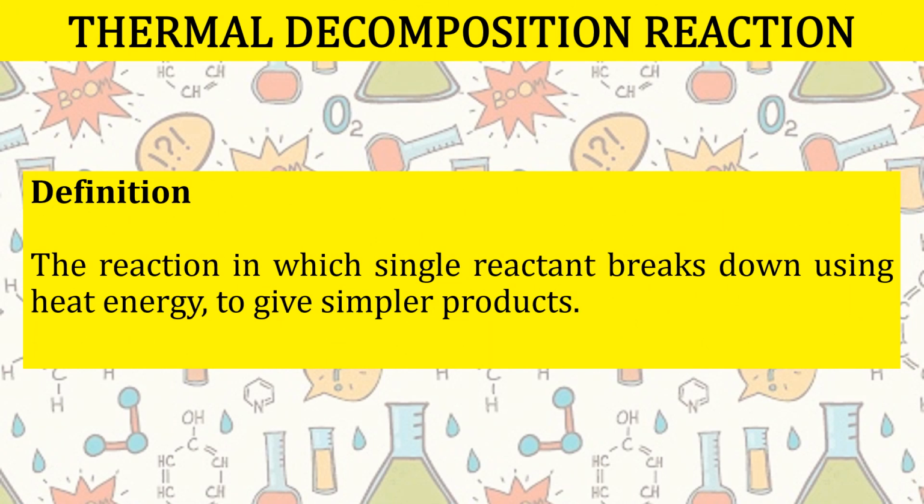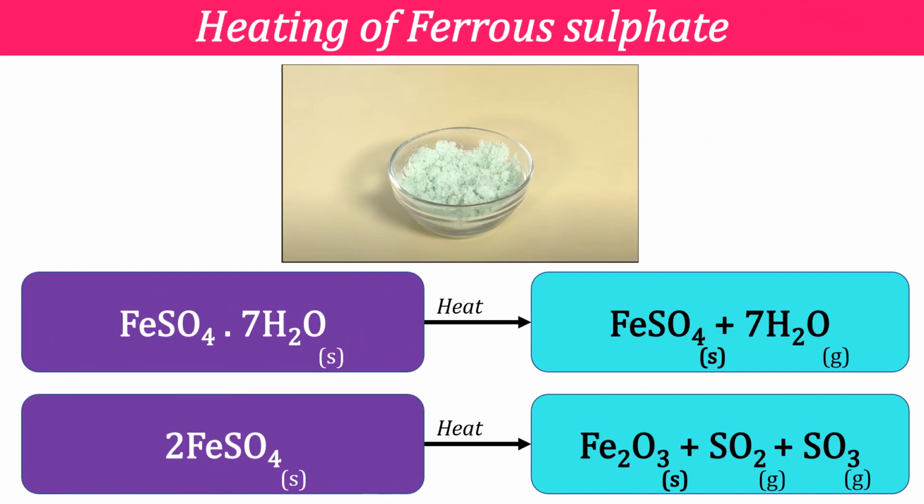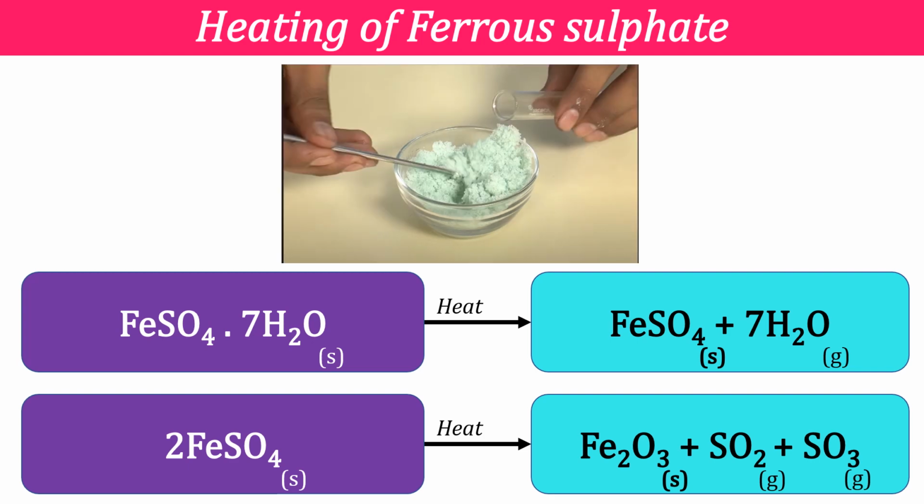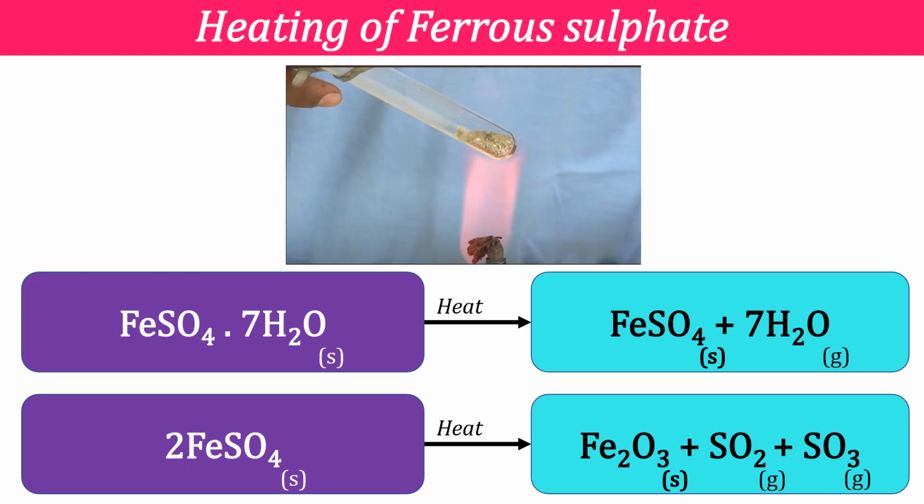Let's start with thermal decomposition reaction. The reaction in which single reactant breaks down using heat energy to give simpler products. Thermal decomposition of ferrous sulfate. Take some ferrous sulfate crystals, which is green in color, in a test tube and heat it over a flame. As shown in the picture, the ferrous sulfate turns pale in color as the water molecules evaporate and can be noticed as water droplets on the sides of the test tube.